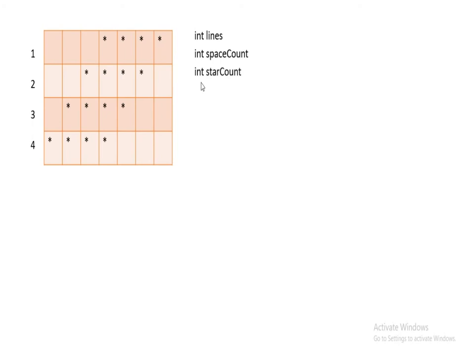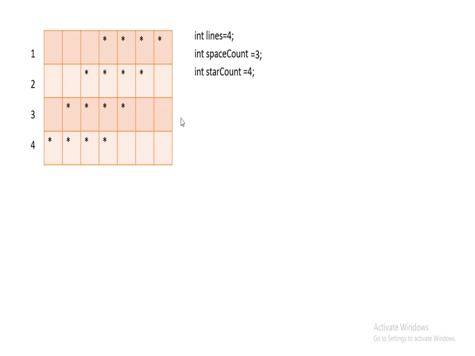Second part is variable initialization. This pattern has 4 lines. So initialize 4 to lines variable. Then first line has 3 spaces. So initialize 3 to space count variable. And first line has 4 stars. So initialize 4 to star count variable.